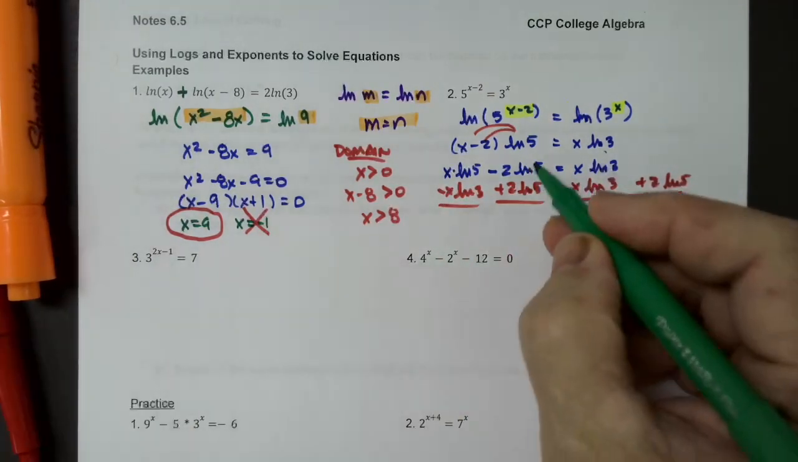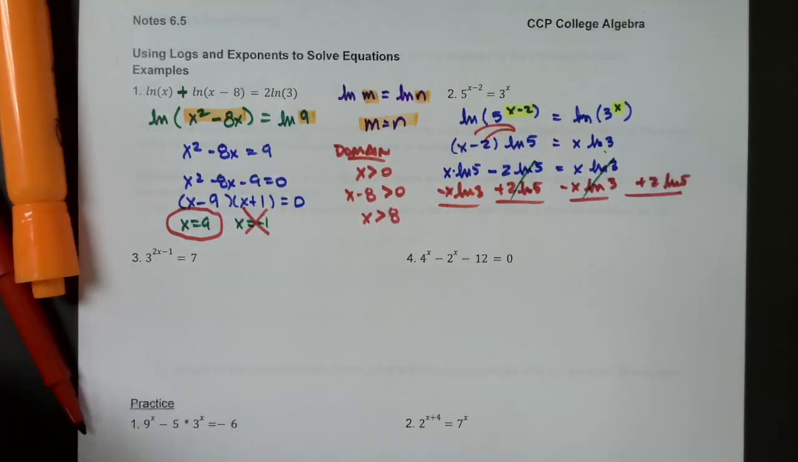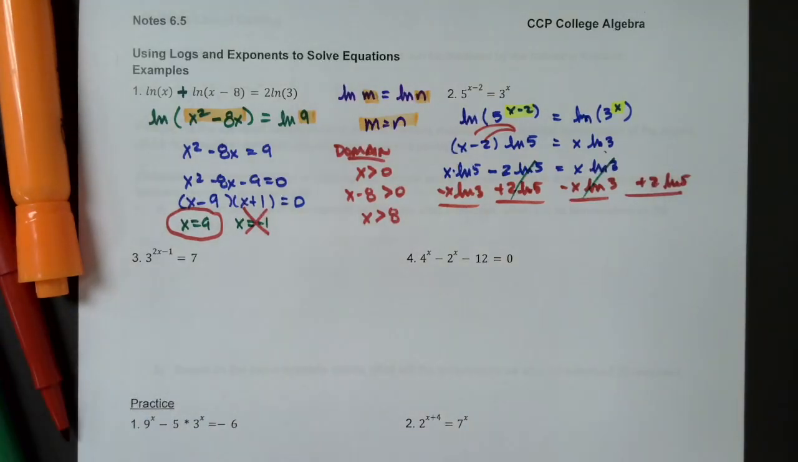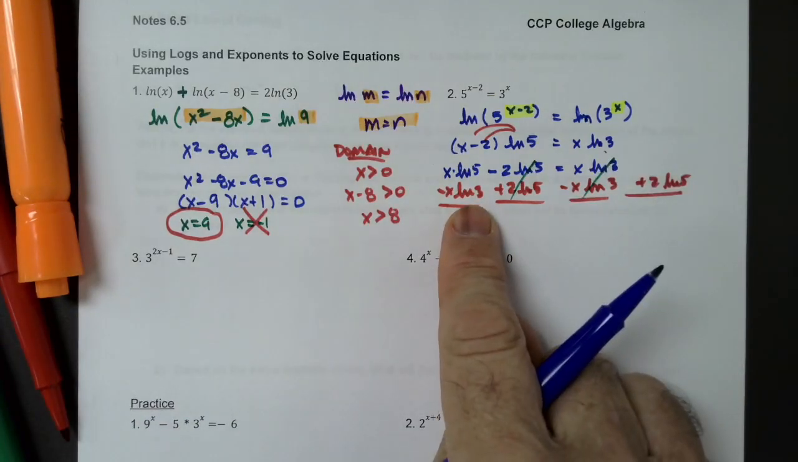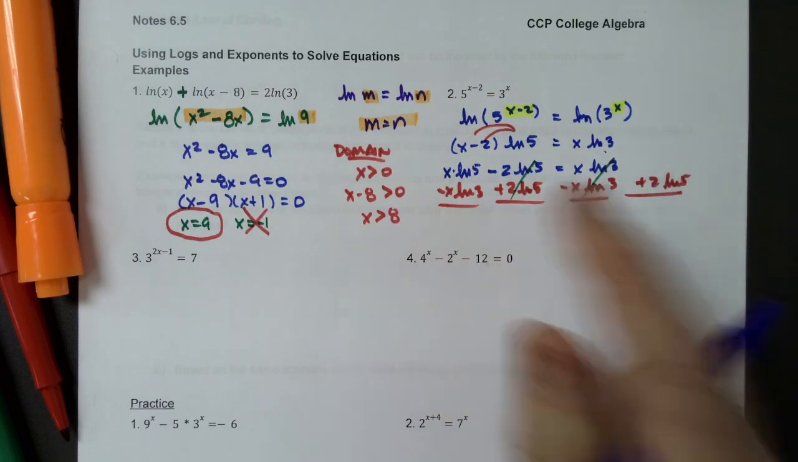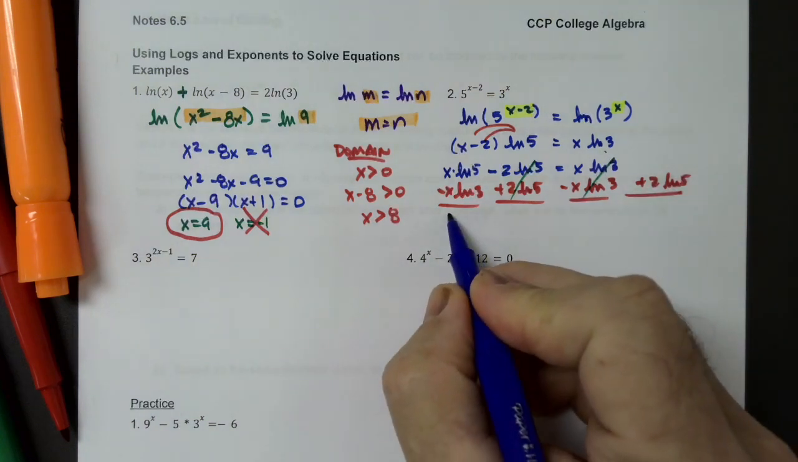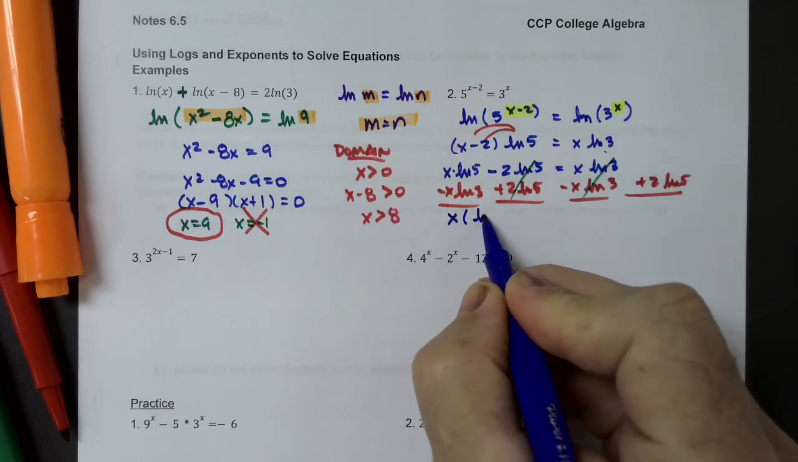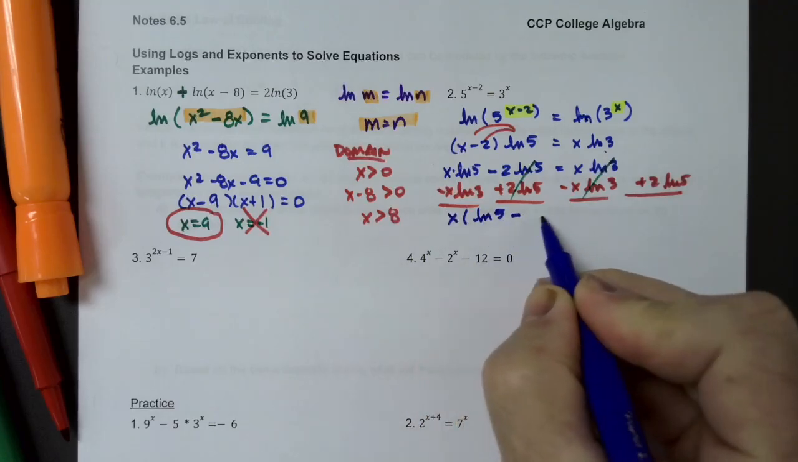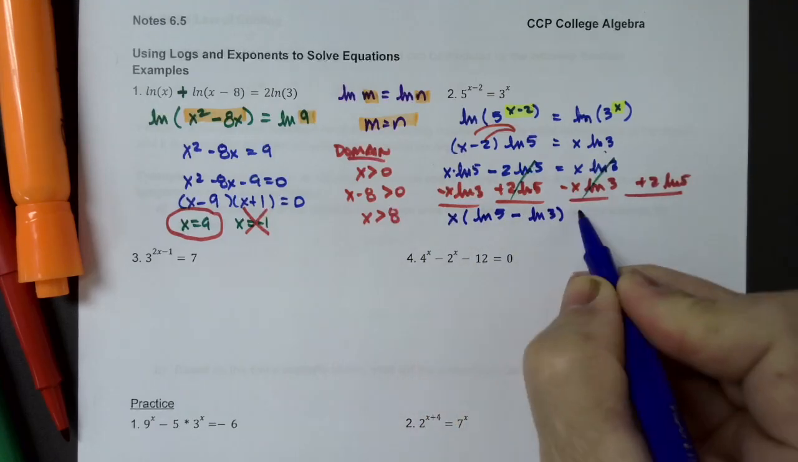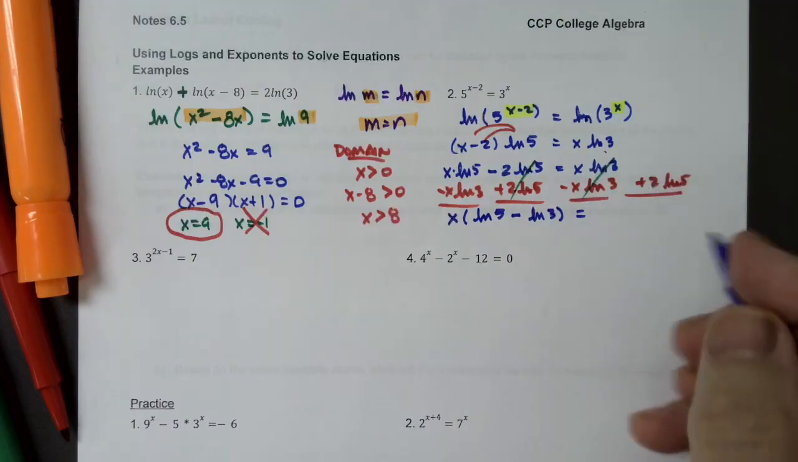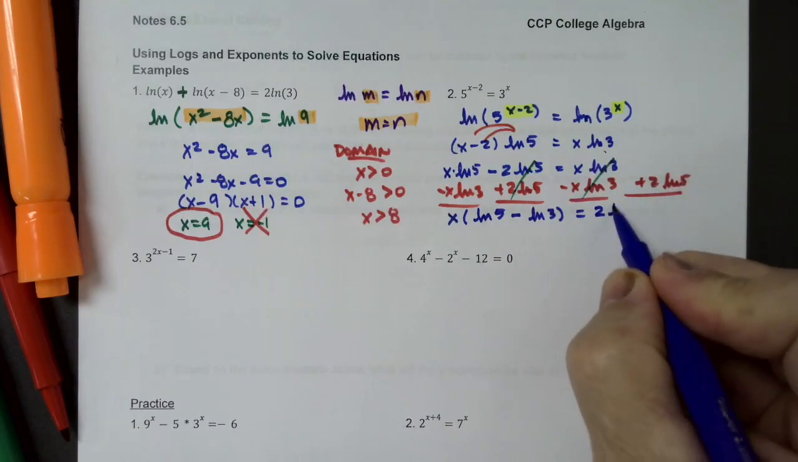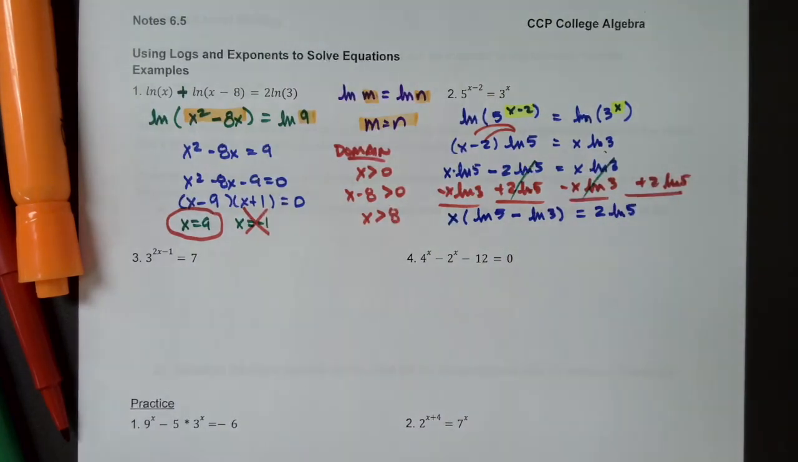And of course, these give us 0. And we end up with, I'm going to go ahead and factor the x out while we're at it. I'm going to save a step here. This would be x times the natural log of 5 minus the natural log of 3, and that's going to equal, on this side, 2 times the natural log of 5.